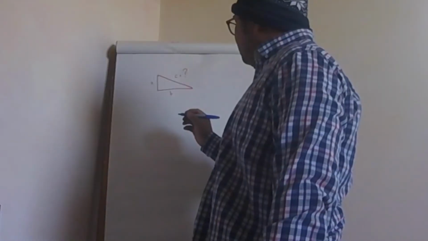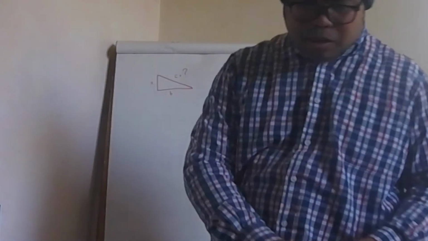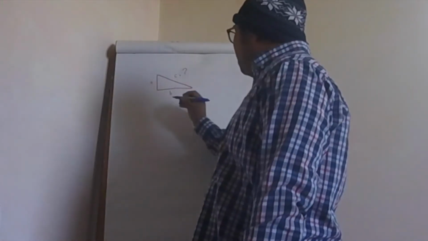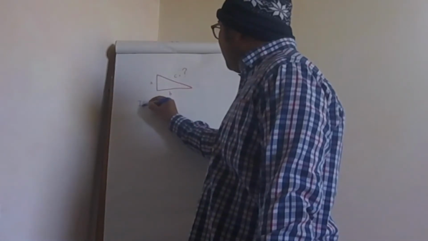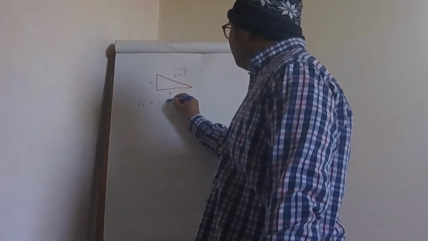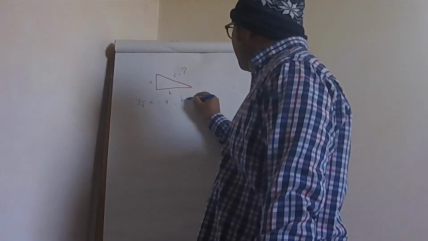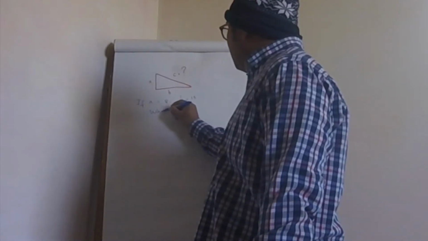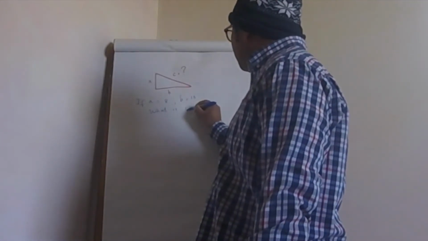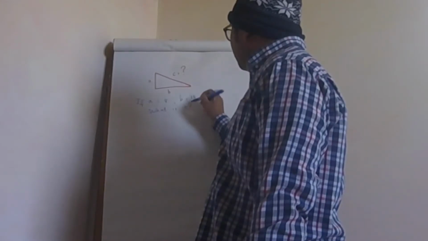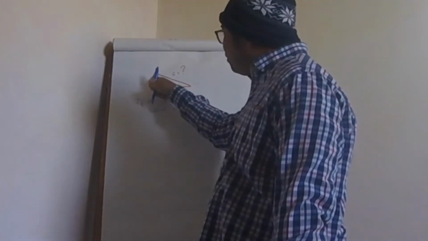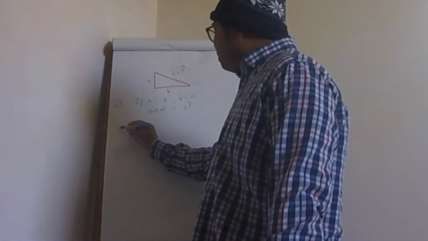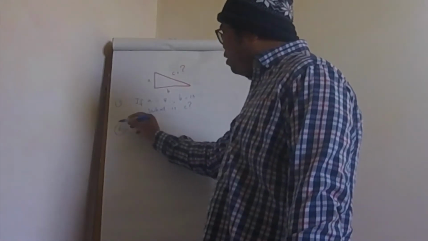That is not a good drawing, is it? Does it matter? If A is 8 and B equals 15, what is C? Is C the biggest one? The longest one, that's called the hypotenuse. That's question number 1. This is what we've just been doing.